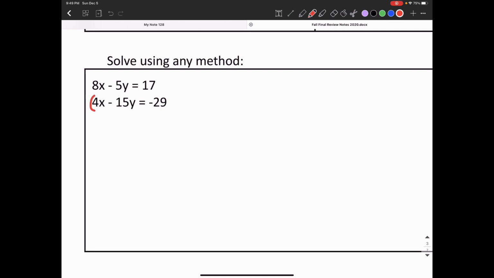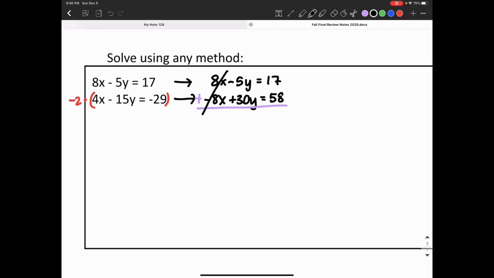But if I were to multiply the second equation by negative 2, then I would have negative 8x, and that would cancel with 8x. So I'm going to just rewrite this system as 8x minus 5y is equal to 17. I didn't change the first equation at all. I'm going to change the second equation to negative 8x plus 30y is equal to, and then negative 29 times negative 2 is positive 58. Now I'm going to add these two equations together, and the 8x and the negative 8x are going to cancel out, and I'm going to be left with 25y is equal to 75.